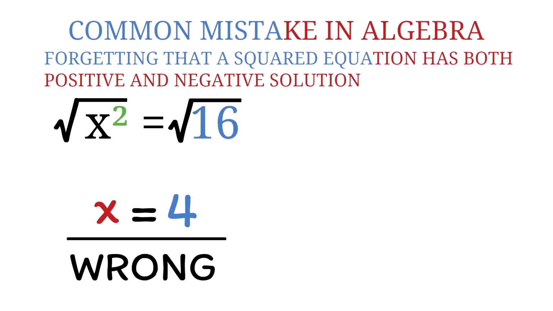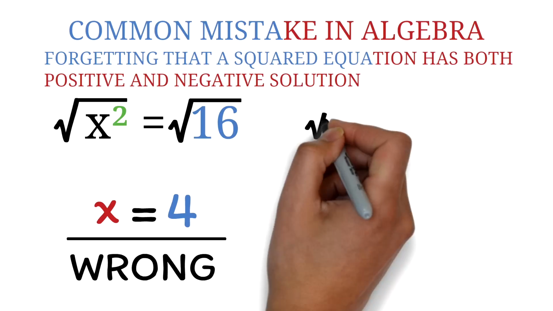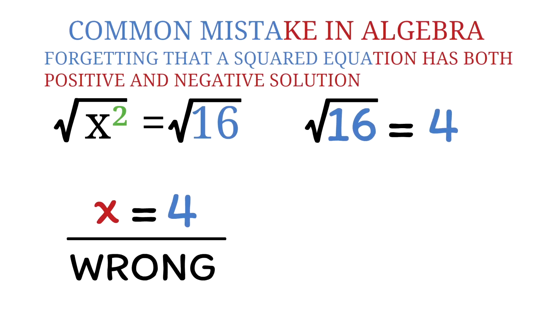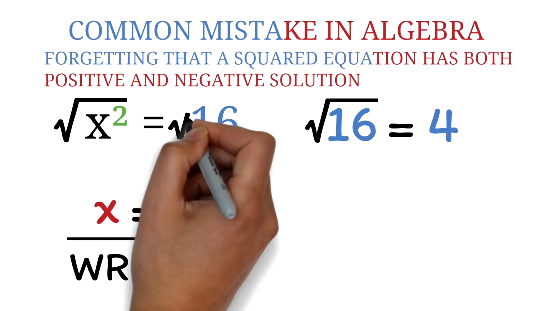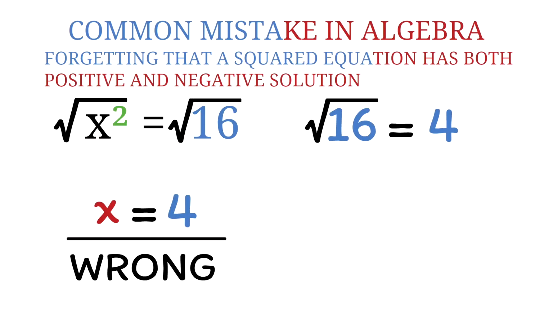Students make this mistake because they learn early on that the square root of 16 is 4. So when they see the equation x squared equals 16, they immediately apply the square root symbol and only think of the principal root, the positive solution 4. Not realizing that solving a squared equation is different from evaluating a square root.